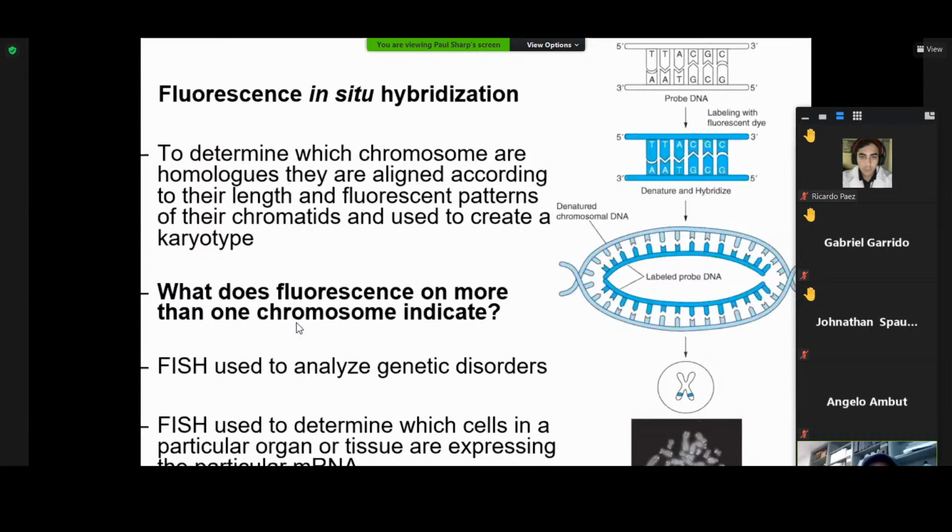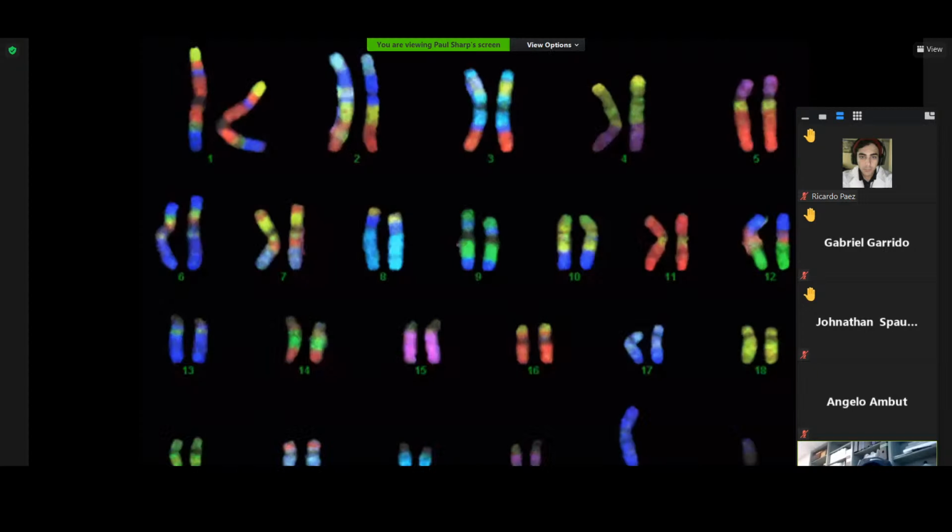So what does fluorescence on more than one chromosome indicate? Well, it can mean that you're dealing with homologous chromosomes, or maybe that there are multiple copies of this gene. So FISH is utilized as a diagnostic tool to analyze genetic disorders, and can also be used to determine which cells in a particular organ or tissue are expressing a particular mRNA that you're looking for. So let's see how this looks. This is a very fancy karyotype where they have utilized a bunch of different probes, and the different colors correspond to different probes.